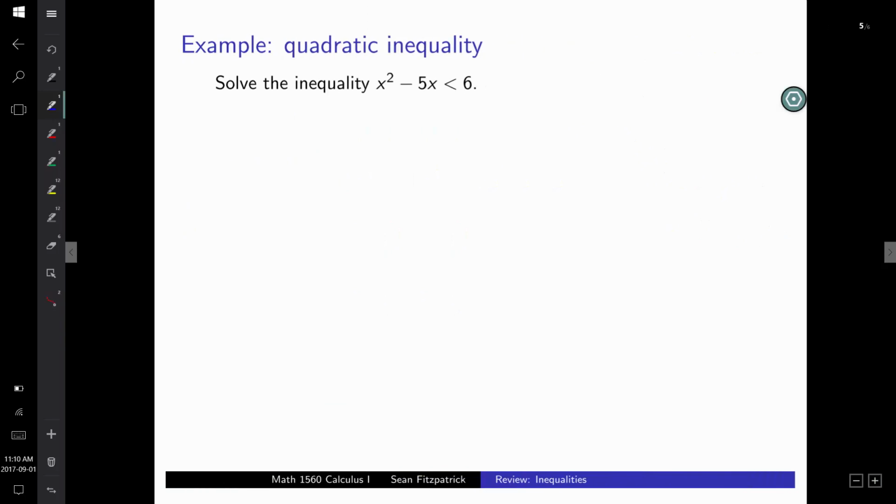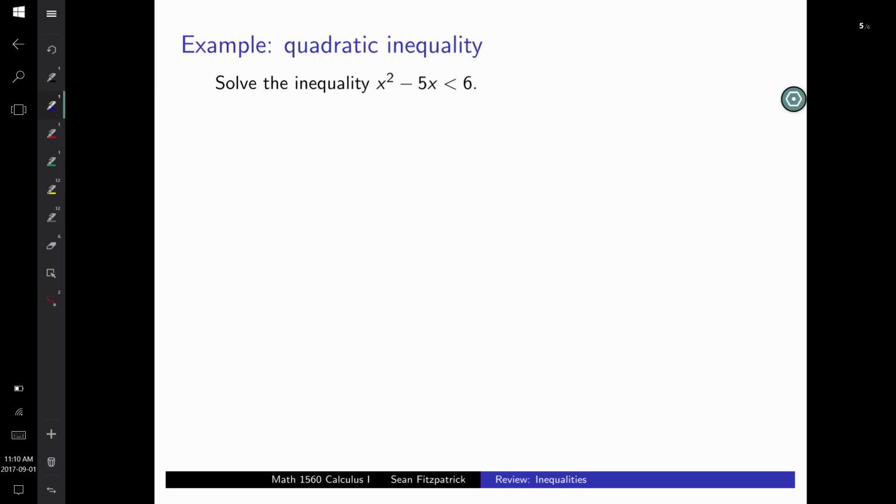The trickier ones are once you get into polynomial inequalities, rational inequalities. Here's an example with a quadratic inequality. How do I solve this guy? x squared minus 5x less than 6. Well, there's not a lot you can really do with it as is. You've got to move some things around.